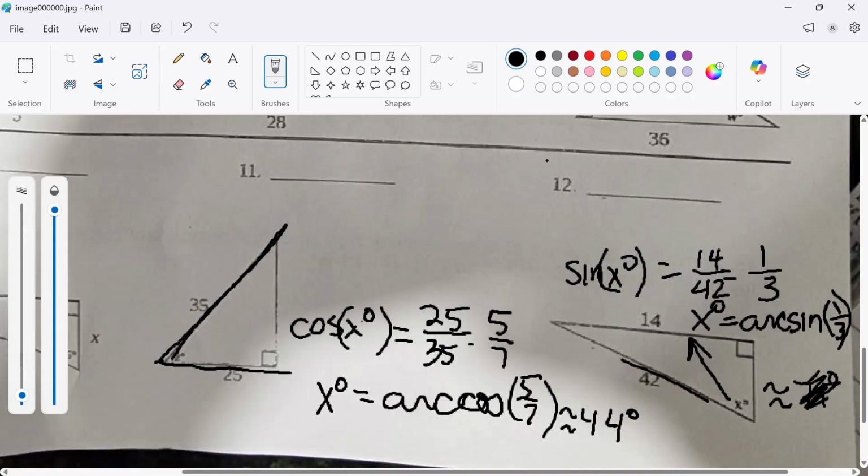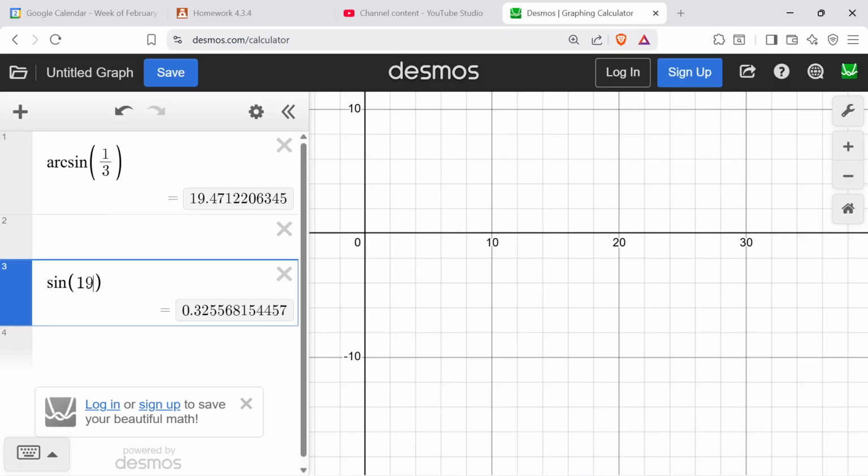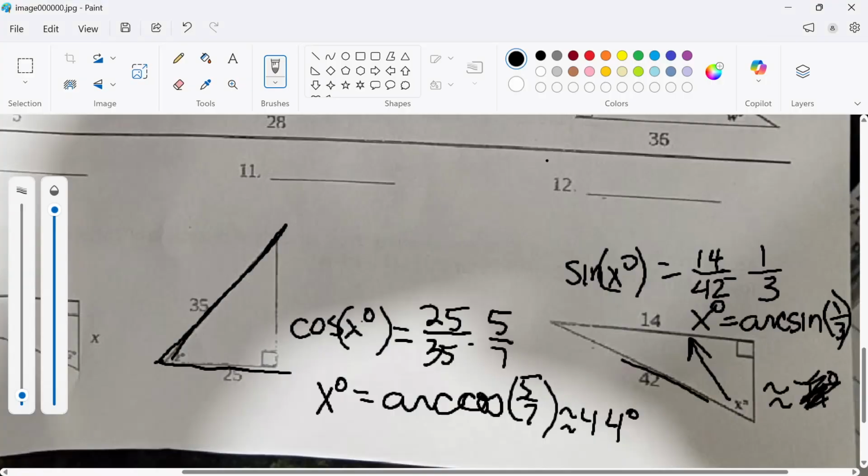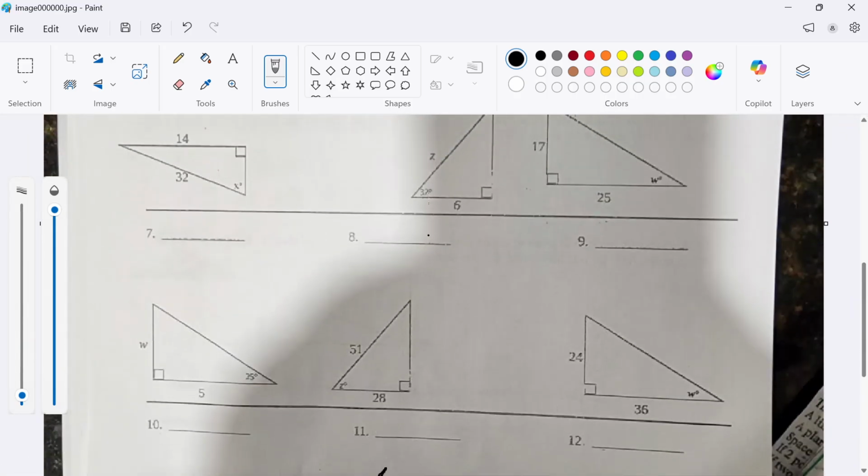And you didn't correct me while you were watching the video. You have to do some work. So this is 19 degrees. I need arc sine of 1/3, approximately 19 degrees.